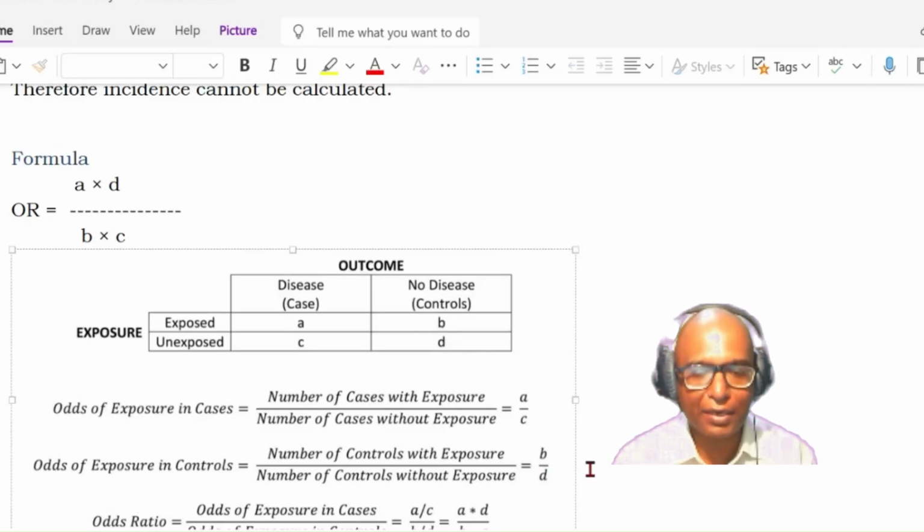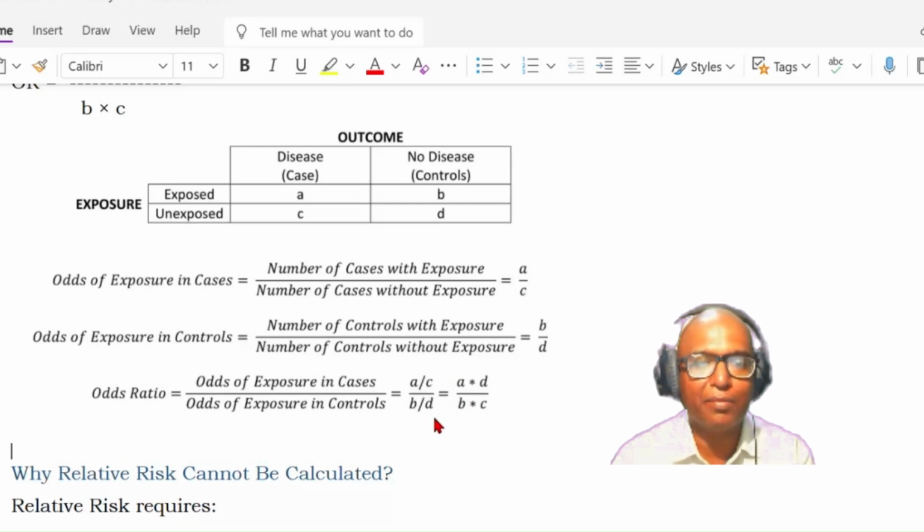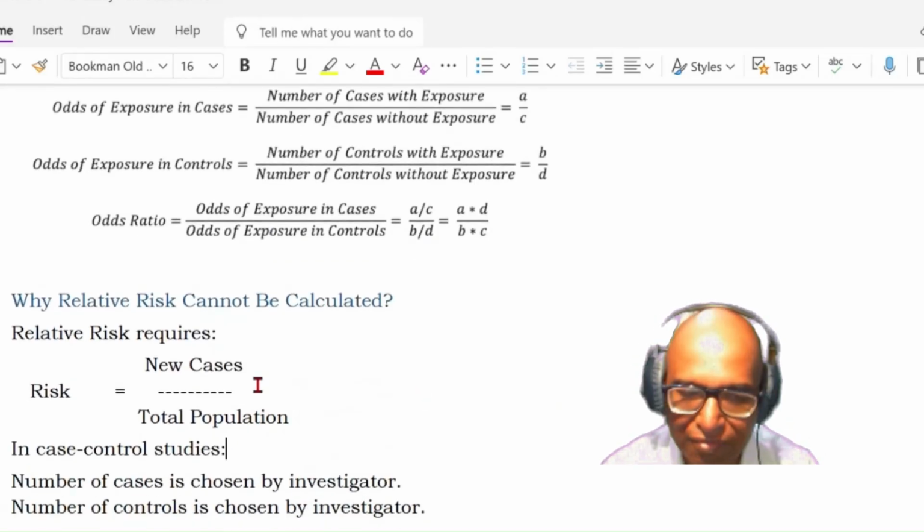Then the odds ratio is calculated: odds of exposure in the cases divided by odds of exposure in the controls. That is A upon C divided by B upon D, equal to AD upon BC. That is the formula for the odds ratio, which is very frequently asked.